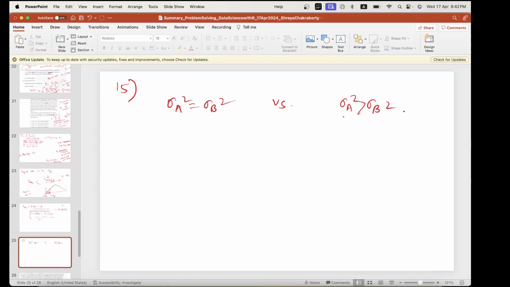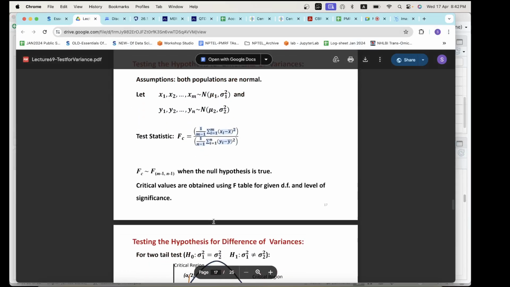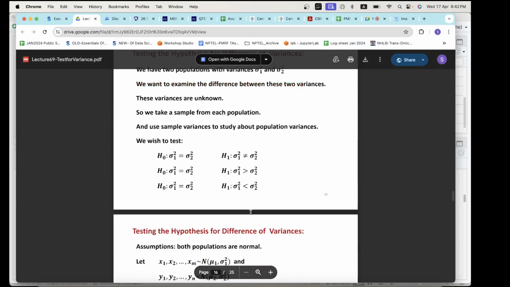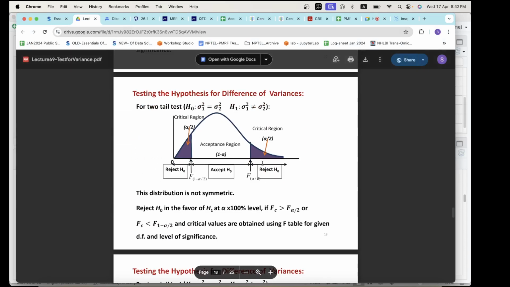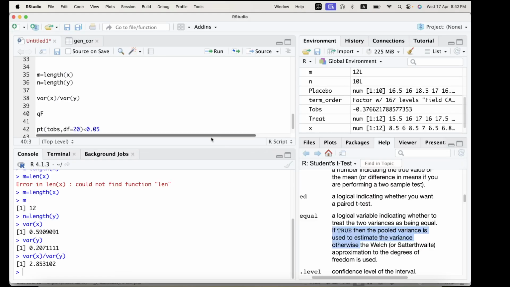The alternative hypothesis is sigma a square minus sigma b square greater than 0. And for that, the test statistic is greater than the critical region. You have to give QF 0.05. m is 12. What is the value that you have to get here?